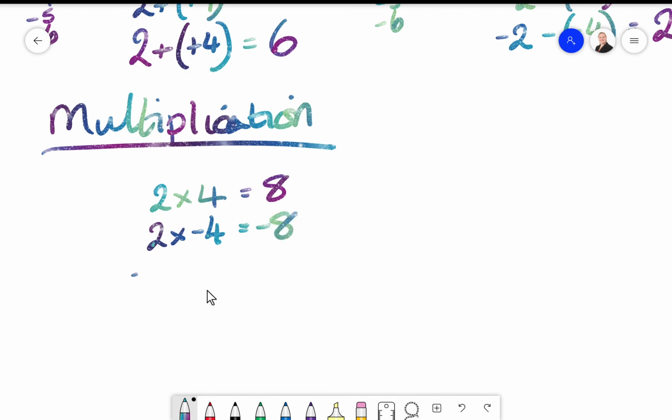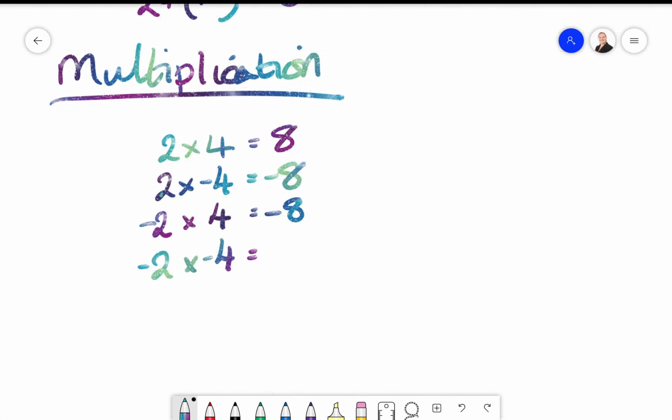Or I could say actually minus 2 times 4. Now I've got 4 lots. I owe 4 people £2, which means I still owe £8. Or I could have minus 2 times minus 4, which is 8.